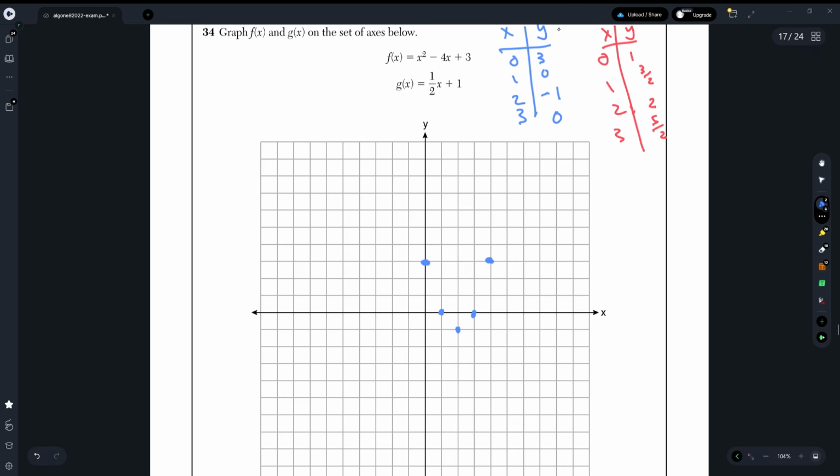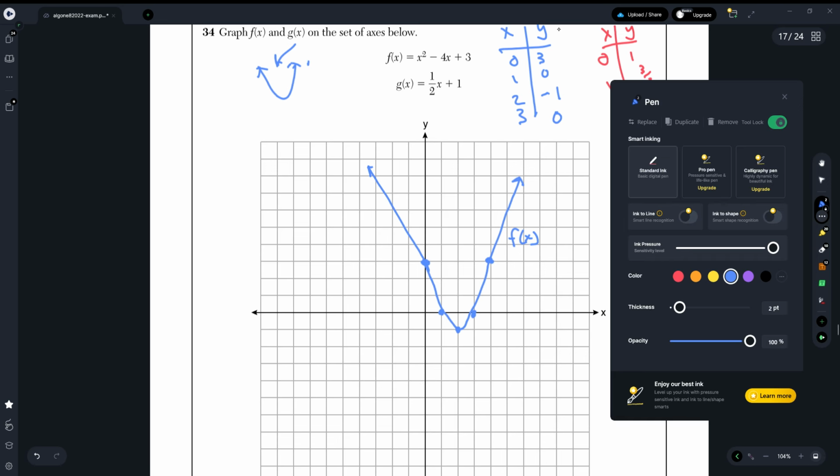So next I'm going to connect these points. This looks like a parabola, so make sure to curve it at the bottom, and then make sure to draw your arrows facing outwards. Obviously, try to connect it as smoothly as possible, like that, but I'm sure this will do. And also make sure to label it as f of x.